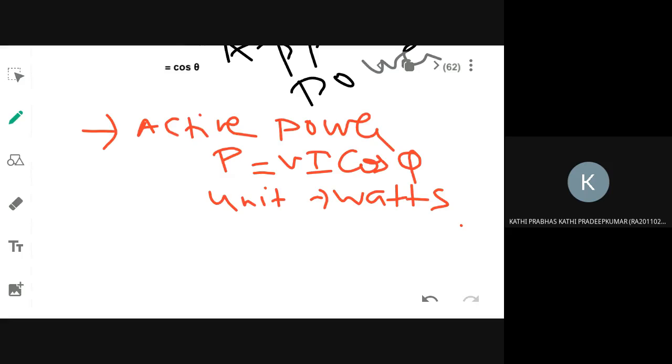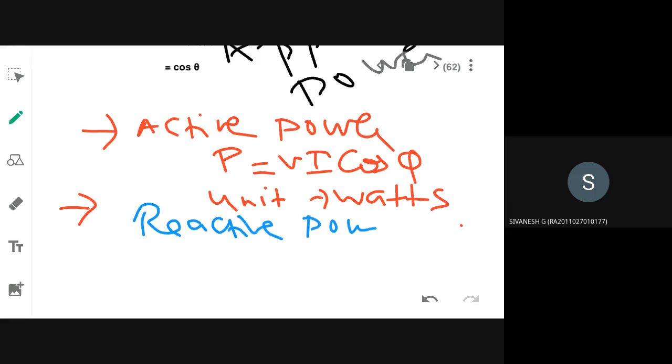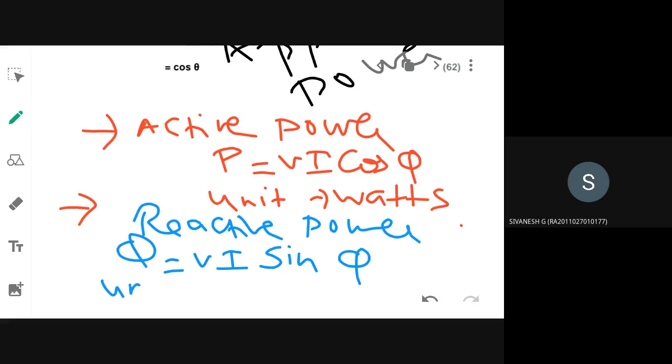Remember the formula also. The next power is reactive power. The representation is Q. The formula will be VI sin phi. And the unit is VAR. VAR means volt ampere reactive.